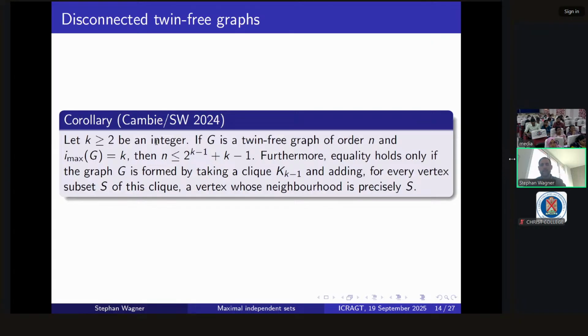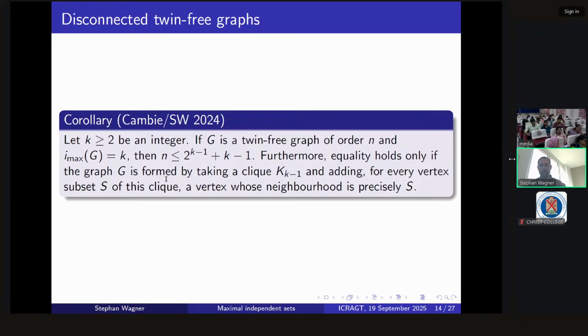If I allow disconnected graphs, if I drop the condition of being connected, things do not change very much. You see that the most I can gain is one more vertex. So I can add one isolated vertex to the graph, increasing the order by 1, but that's really the best I can do. So all that has changed in the description of the construction is that I'm adding a vertex for every subset S, and the S can also be the empty set now. Otherwise, it's the exact same construction. It's still true even for disconnected graphs that the number of maximal independent sets in a twin-free graph of order n is logarithmic in it.